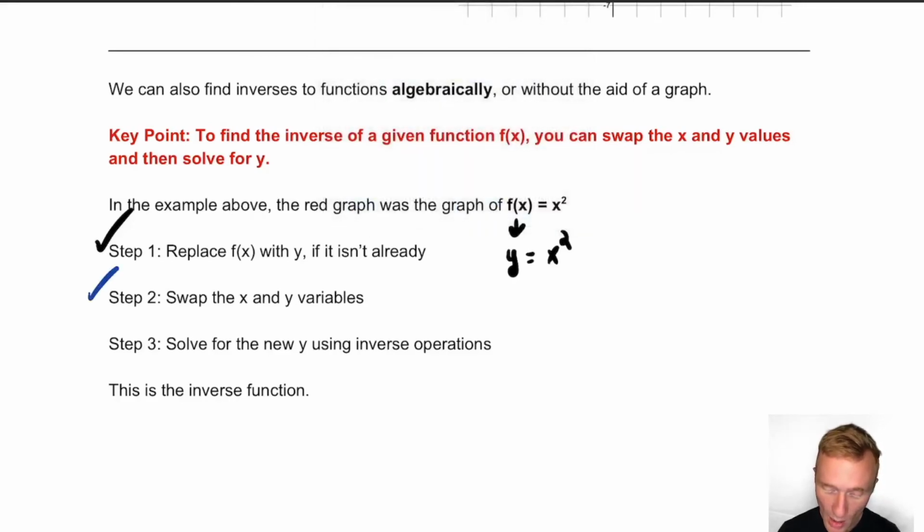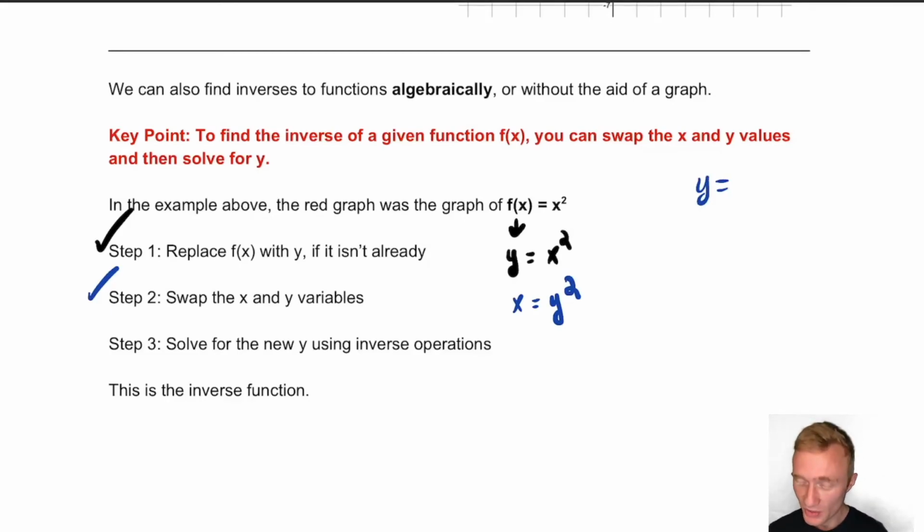Step 2, I'm going to swap the x and y variables. I mean literally everywhere you see an x, replace it with the y. Everywhere you see a y, replace it with the x. So instead of y equals x squared, we have x equals y squared. To find the inverse, we now need to solve for y. Right? Our goal is to always get down to that y equals. In this case, this is going to be the inverse of our function once we've done this. And so we're going to solve for y.